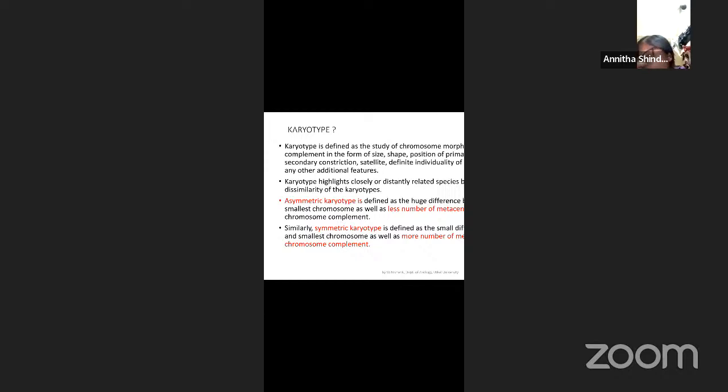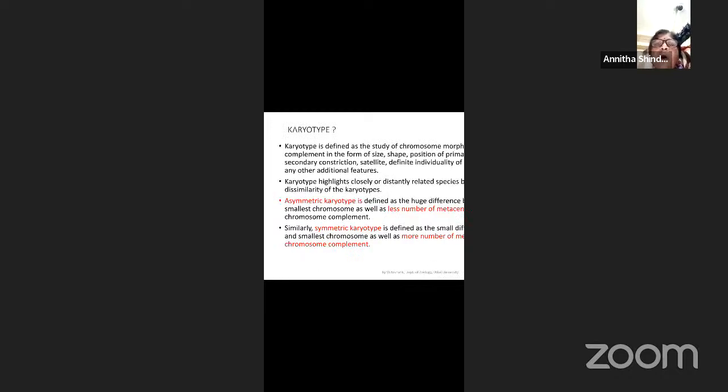The chromosomes in toto, it may be of any cell of a human being or any animal, which are arranged. Or you can say an image of the chromosomes, a summary of the chromosomes in an orderly manner. So it is defined as the study of the chromosome morphology of a chromosome complement in the form of size, shape, position of the primary constriction or the centromere, secondary constriction, and satellite, individually.